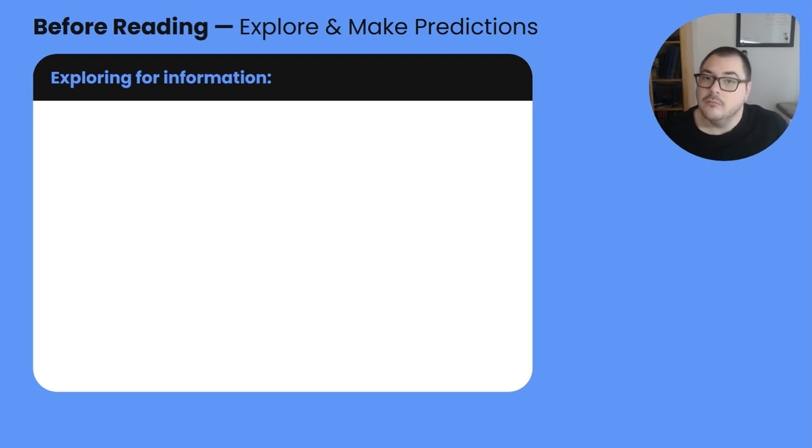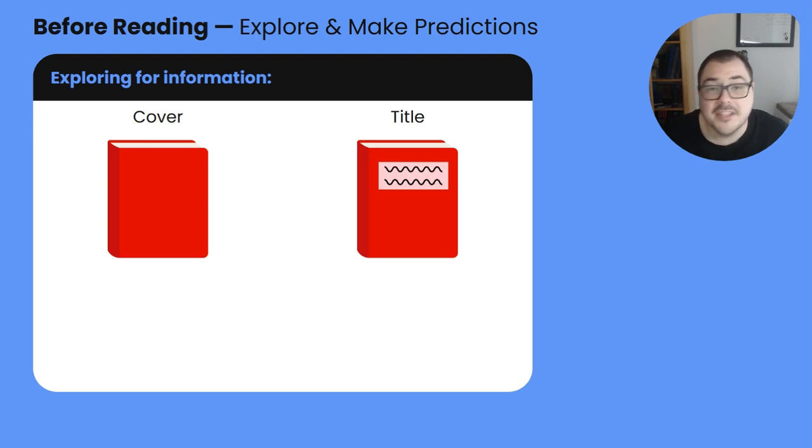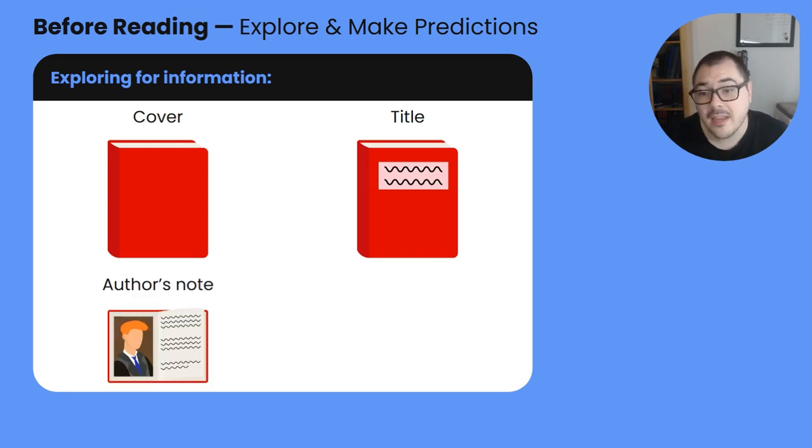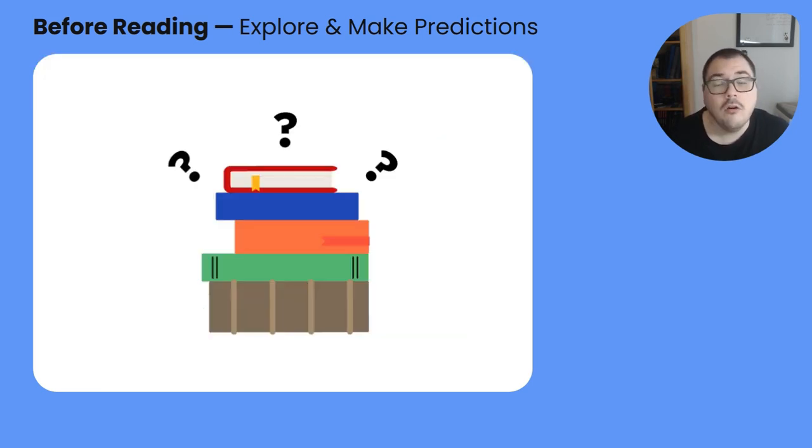For that, you can look, first of all, at the cover. What does it tell you about the book? Maybe the title will also give you good information to get prepared for the text. Maybe there's a message by the author on the back of the book, or maybe even images inside the book that you can take a look at before you start reading. All of these pieces of information are clues that will help you understand exactly what you're about to read.